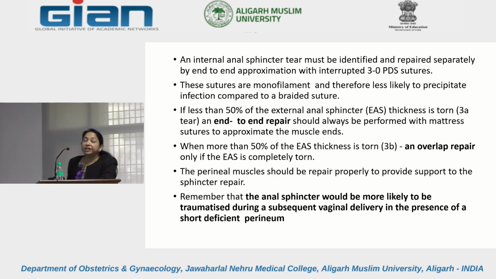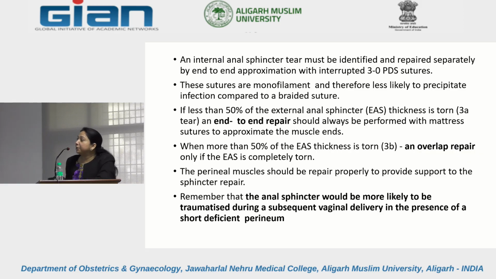Now, the internal anal sphincter, if it is a fourth degree tear, or third degree with grade C tear, the anal sphincter will be gone. So it should be repaired with 3-0 PDS. PDS is polydioxanone. It should be a monofilament rather than multifilament, because with monofilament there are fewer chances of infection, whereas in multifilament there is bacterial growth in the filaments. So monofilament sutures are better than multifilament sutures.